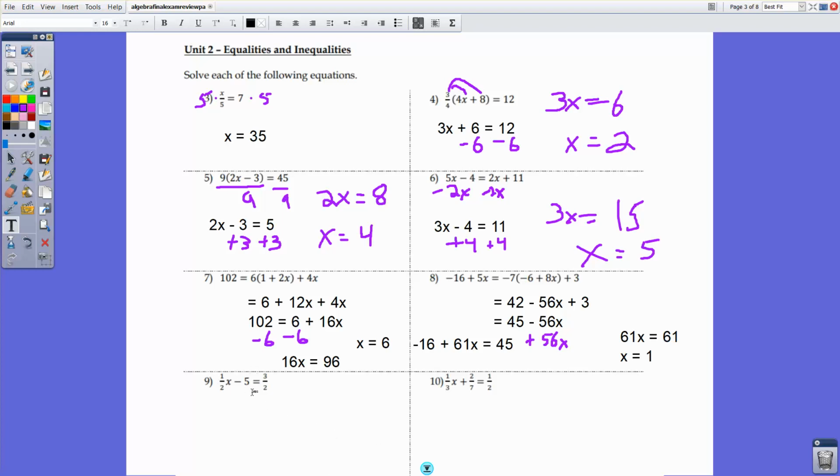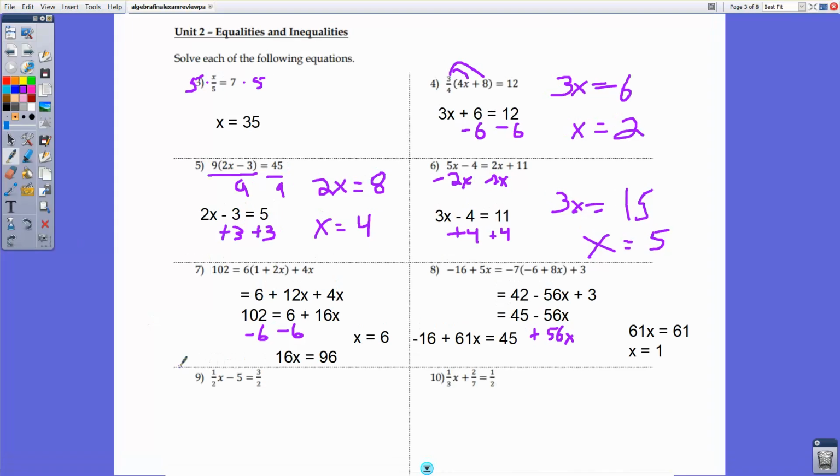For number 9, we have fractions. Don't get scared of fractions. The process is still the same. I'm going to add 5 to both sides. Now when I add 5 here, if I want to stick to fractions, I can't add 5. I have to get a denominator of 2. So I'm going to convert this to 10 over 2, which is the same thing, right? So if I make 10 over 2 and 3 over 2, that's going to be 13 over 2. And then that's equal to 1/2 x.